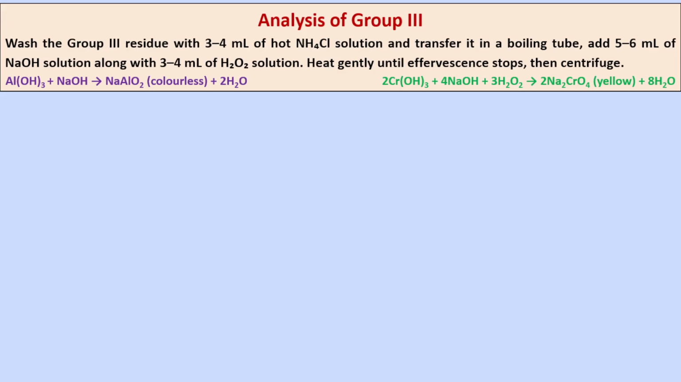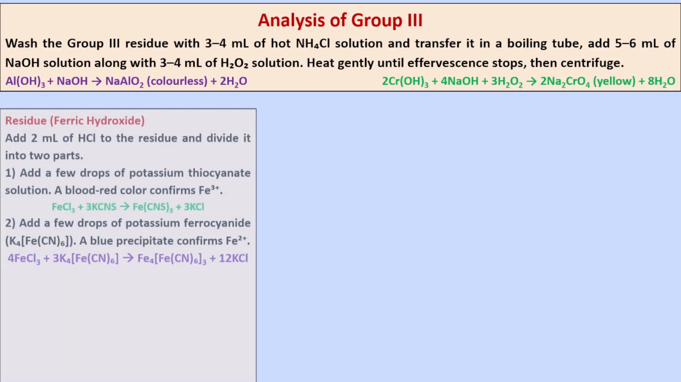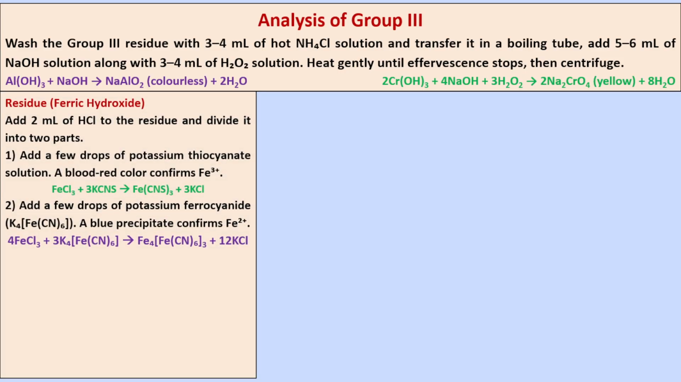Aluminium hydroxide reacts with sodium hydroxide to form sodium aluminate, a colorless soluble compound. Chromium hydroxide reacts with sodium hydroxide and hydrogen peroxide to form sodium chromate, which imparts a yellow color to the solution. Ferric hydroxide remains insoluble and forms the residue.